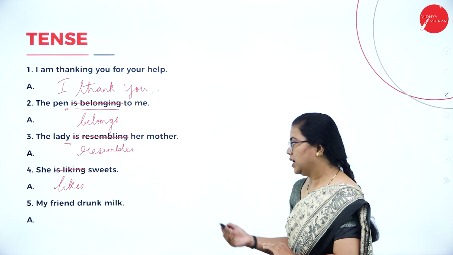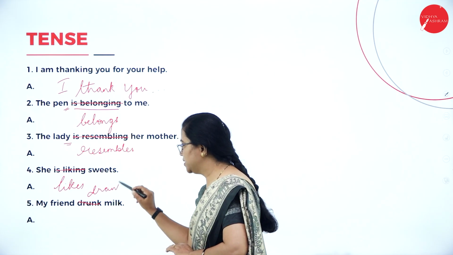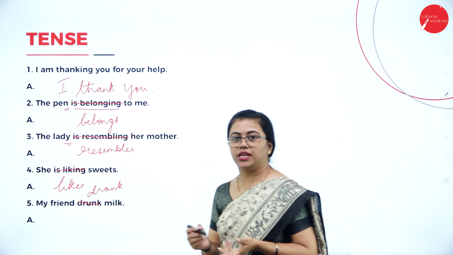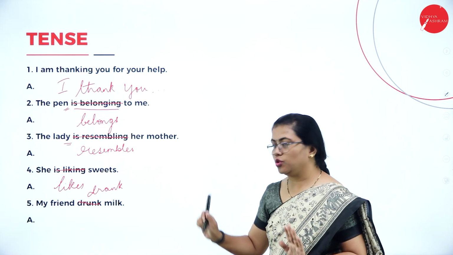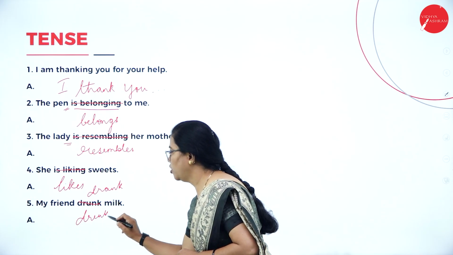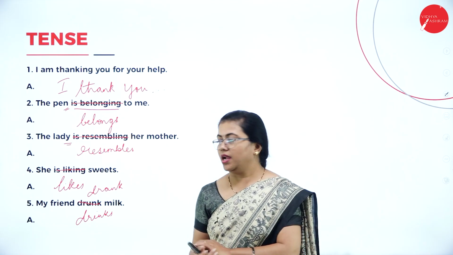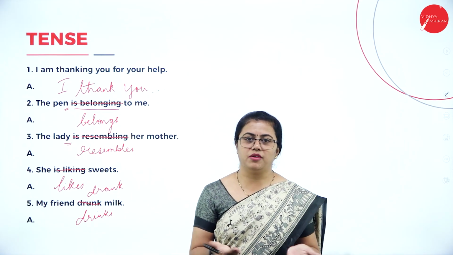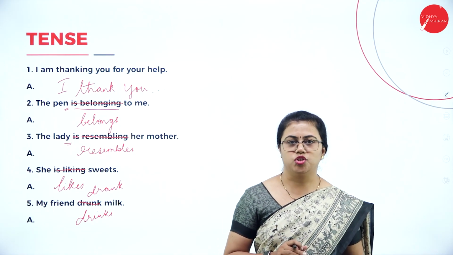Then the last one, my friend drunk milk. Okay, so yes, it is drank. It is drank, but there is another way of using it. Since I am talking about habits, drank is also correct, drinks is also correct. If I am talking about the habit of a person, my friend has a habit of drinking milk. Drank milk means maybe yesterday my friend drank milk. Yesterday, one day he drank milk. So that is the actual meaning of it.